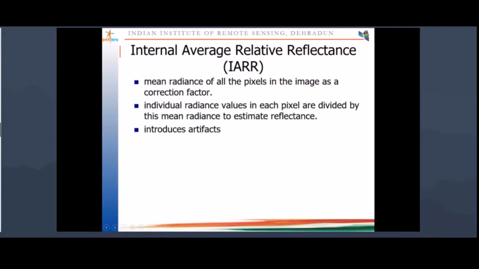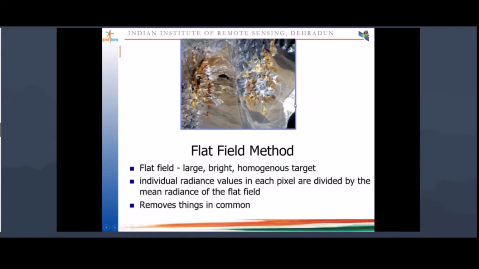Another such method is the flat field method. For using this flat field method, you need to have in your image large, bright, and homogeneous targets. When I say homogeneous, there should not be a very frequent change of features within a particular feature range. For example, here in this image, if you can see the cursor, I'm pointing my cursor here, you can see that this is a large, flat, bright, homogeneous patch. Not very undulating, at a similar elevation level, and it has very high reflectance values also.